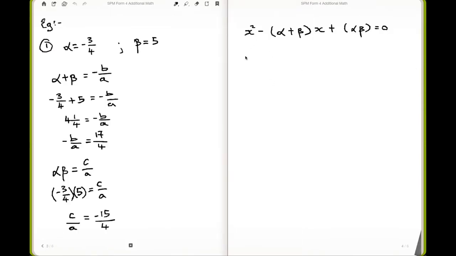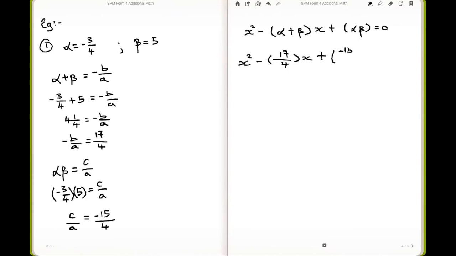Okay, now you're quite fit to go because now you need to substitute it into the general equation. Therefore, x squared minus the sum of roots, which is 17 over 4, x plus negative 15 over 4 equals 0.